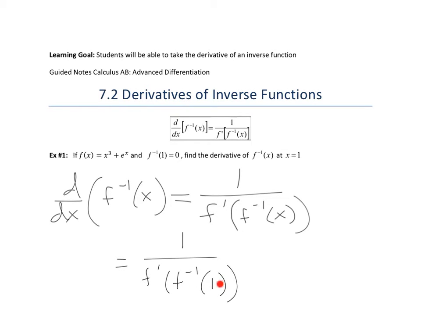Well, we already know this value. They gave it to us. They said the inverse of f at 1 is 0. So this is really just saying 1 over f prime of 0. So now we have f of x. We need f prime. We need the derivative of f.